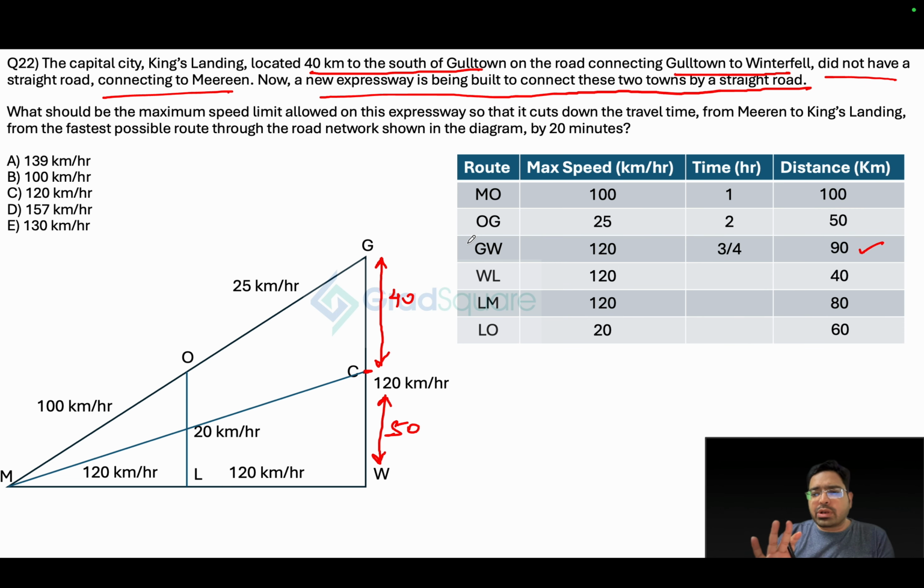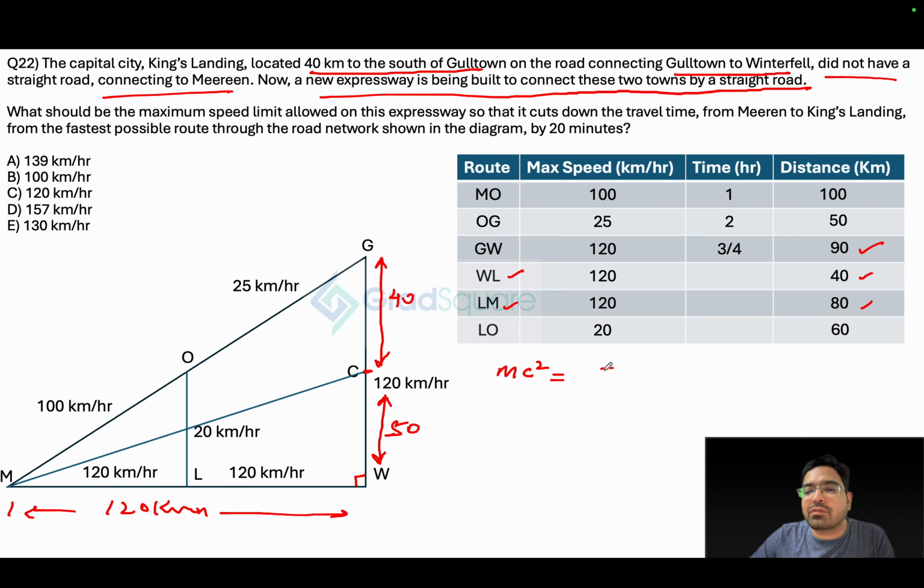Now, if you look at this, prima facie, you know that I can calculate the distance of MC very easily. Why? Because this is a 90-degree angle and I know the distance of MW, and MW was 120 kilometers. MW was what? ML plus LW. So ML is over here, LW is over here, 40 plus 80 is 120. So this is 120, this is 150. I can calculate the value of MC square.